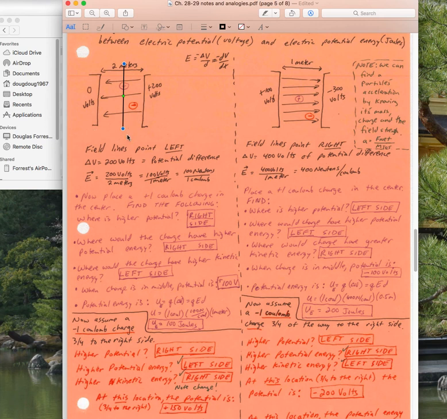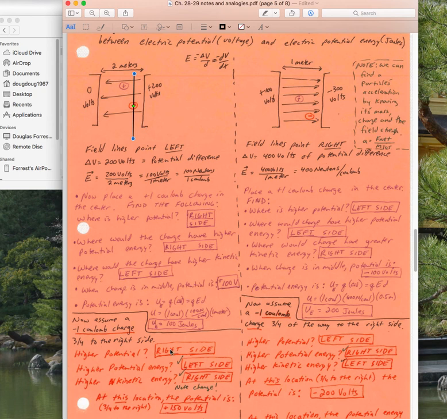Now, if we assumed a negative 1 coulomb charge here, and let's say that that negative 1 coulomb charge was 3/4 of the way to the right, which is over here, the right side still has higher potential because by definition it's at positive voltage. However, this thing would have higher potential energy on the left side, lower potential energy on the right side.